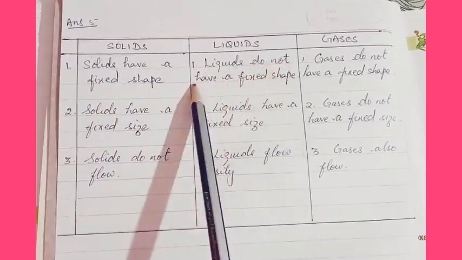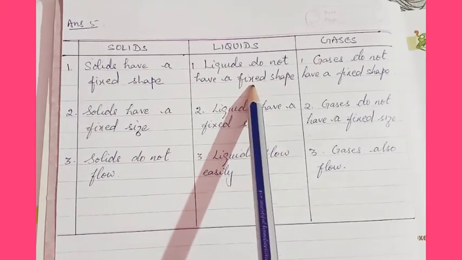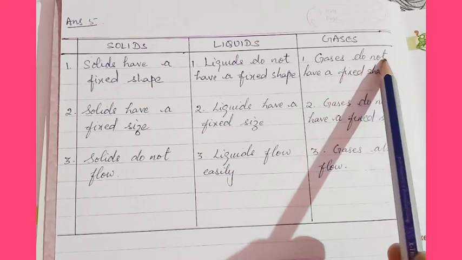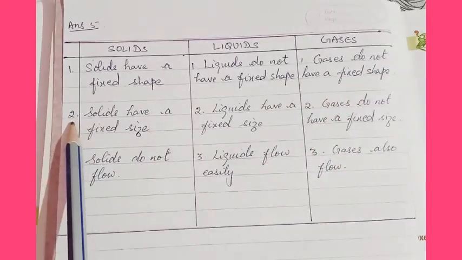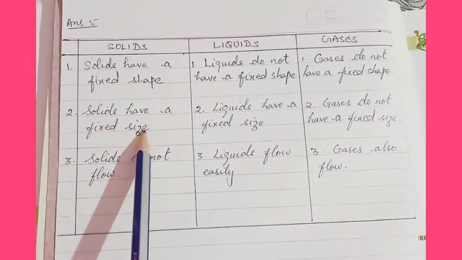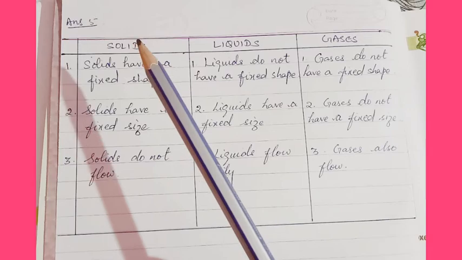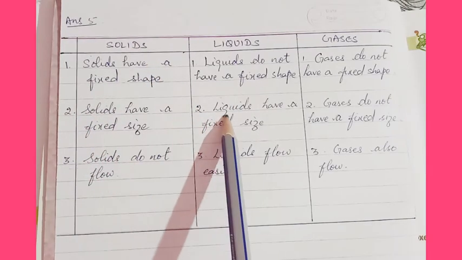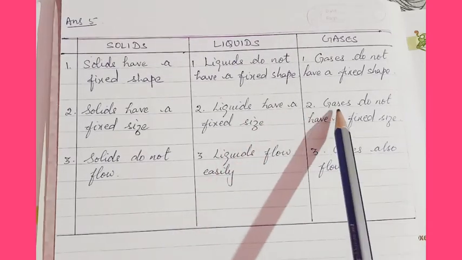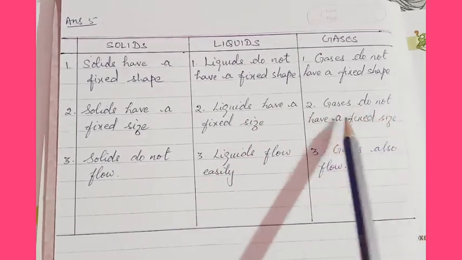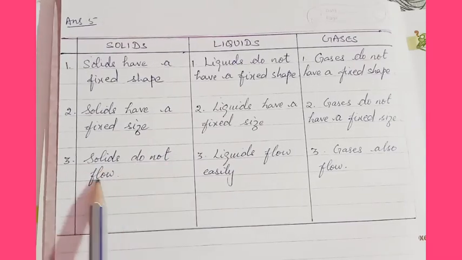Liquids do not have a fixed shape because they take the shape of container in which they are kept. Gases also do not have a fixed shape. Second difference, solids have a fixed size. This is the pencil. It has a fixed size whether it is a big or small. Liquids also have a fixed size. Gases do not have a fixed size. Third difference, solids do not flow.